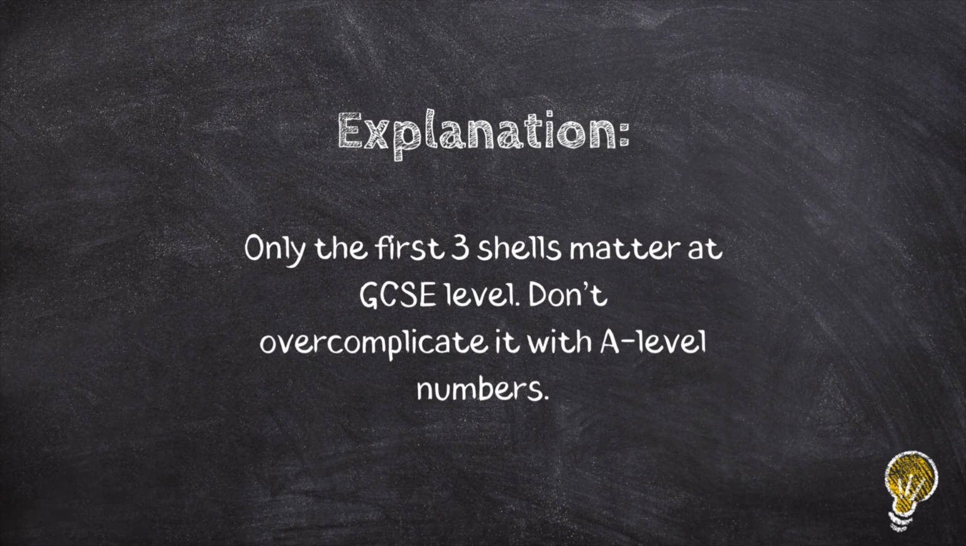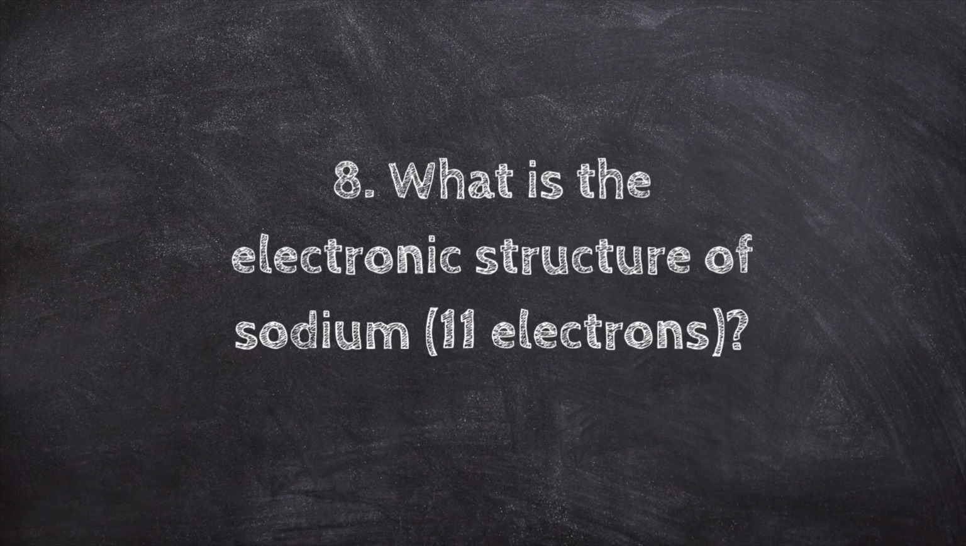The first shell can hold a maximum of 2 electrons, the second shell can hold 8, the third shell can also hold 8. That's it. Do not overcomplicate this with A-level values such as 18 or 32. Examiners at GCSE are not testing that. They want 2, 8, 8. If you remember those 3 numbers, you can write electron configurations for the first 20 elements, and that is exactly what they expect.